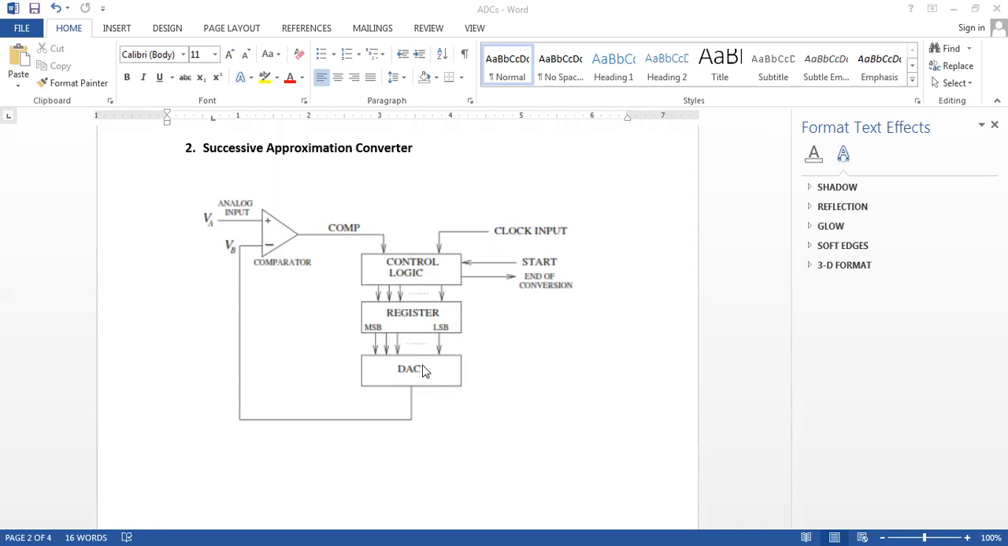And this is the operation of the successive approximation converter ADC. The analog signal to be converted into digital form is fed into the positive input terminal of the comparator as the signal VA. So the signal VA holds the analog input signal.